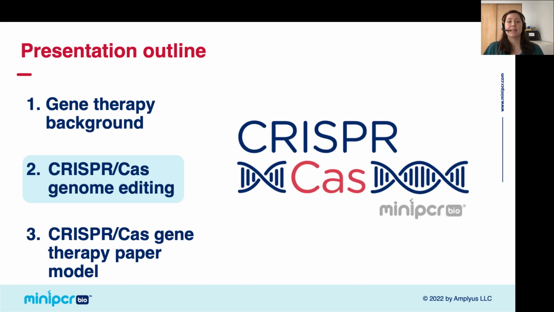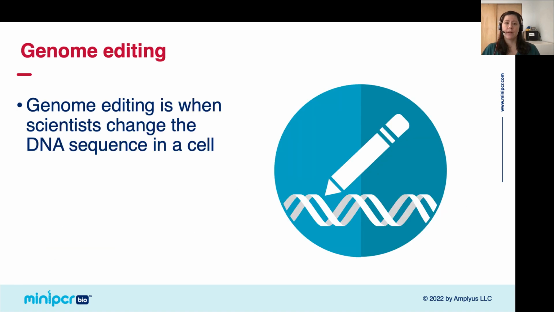This brings us to the second major topic for today, CRISPR-Cas. CRISPR-Cas is used to perform genome editing, which is when scientists change the DNA sequence inside a cell. This can include adding DNA sequences, removing DNA sequences. Scientists can even change specific bases, like swapping an A for a G. And because DNA contains the instructions for life, changing an organism's DNA can change the organism.